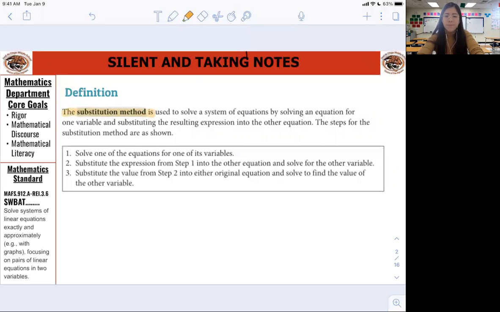Who would like to read? Allison, yeah, go ahead. The substitution method is used to solve a system of equations by solving the equation for one variable or substituting the result expression into other equations. The steps of the substitution method are shown down here.